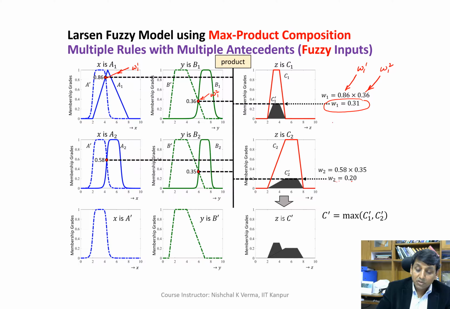Now the new scaled down membership function, mu C1 dash, will be found using W1 multiplied by mu C1 Z. Then we can write C1 dash as the output, the scaled down fuzzy set.